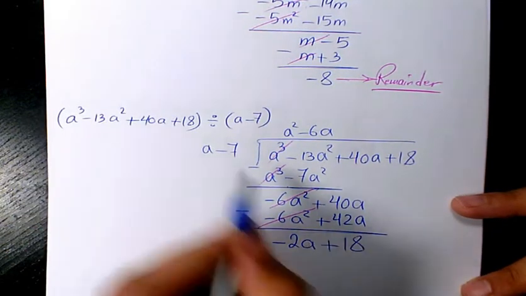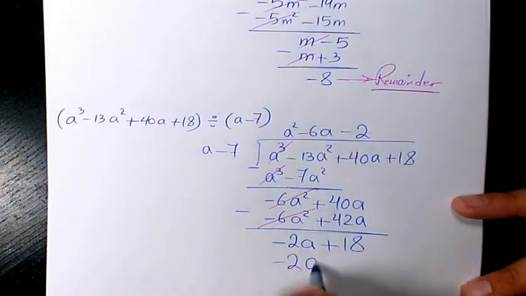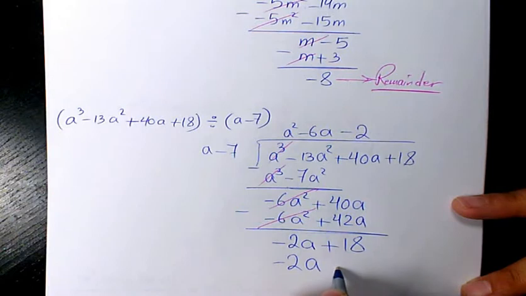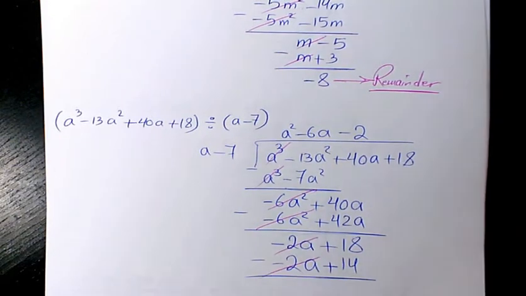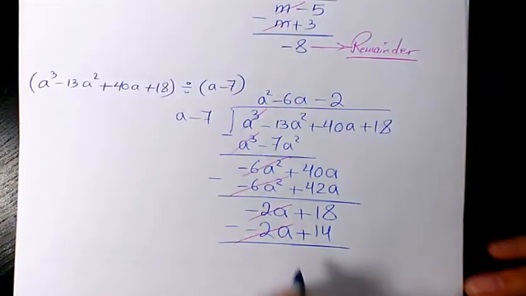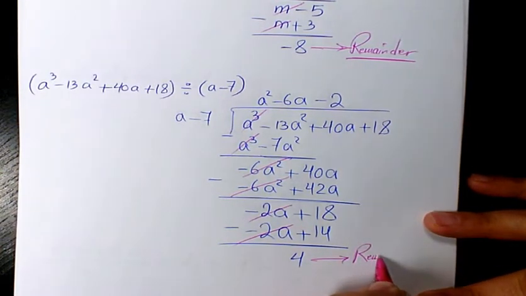So negative 2a divided by a is going to be negative 2. Negative 2 times a, negative 2a. Negative 2 times negative 7 is going to be plus 14. These two cancel out. 18 minus 14 is going to be 4. That's the remainder.